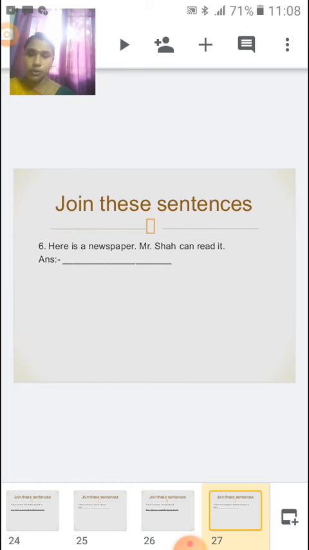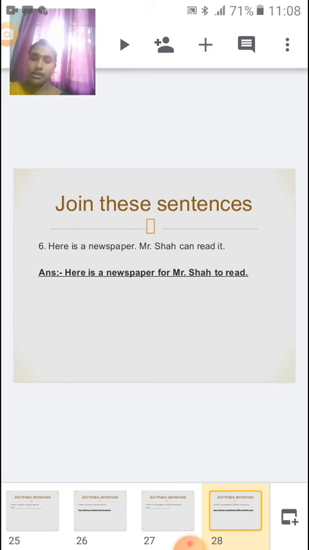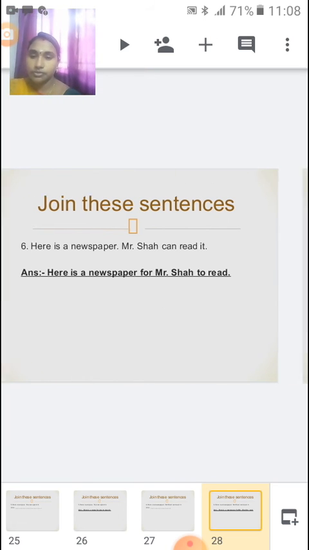Here is a newspaper. Mr. Shah can read it. So when you are going to combine these sentences, you have to write, here is a newspaper for Mr. Shah to read. So how will you write? Here is a newspaper for Mr. Shah to read. Okay? So that is how the answer is given. Next.